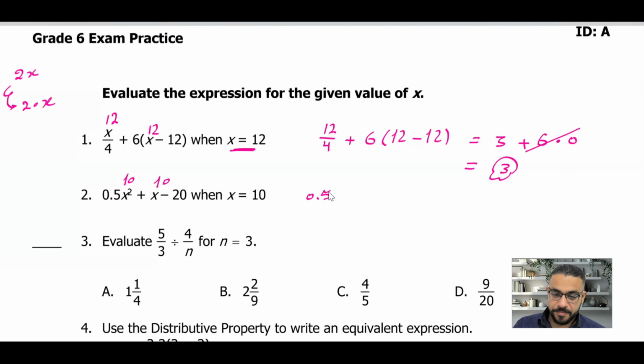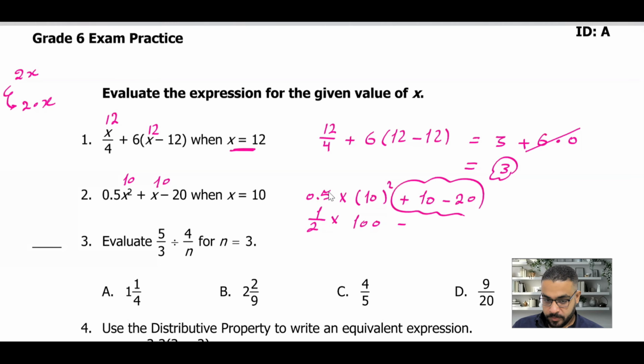So here I have 0.5 x squared. That means 0.5 multiplied by x squared, which is 10 squared, plus x, which is 10, minus 20. So the result is 0.5, which is half. We like to write it in this form, half multiplied by 100, plus 10 minus 20, which is negative 10.